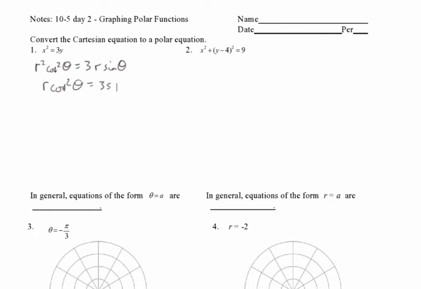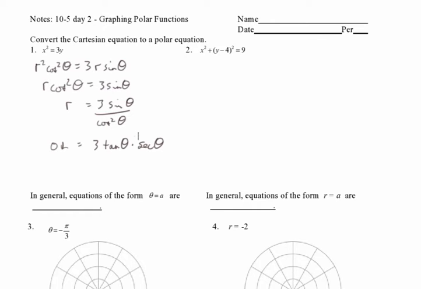And we get 3 sine theta there. Divide by the cosine squared, so we'll have 3 sine theta over cosine squared theta. Or you can rewrite it as 3 sine over cosine, tangent theta, times 1 over cosine, secant theta. On the next one, we recognize this is a circle.